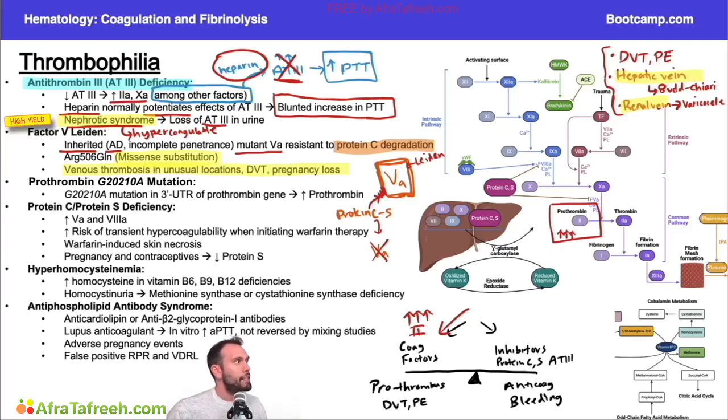Now, protein C and S deficiency is the next one on here. Remember, protein C and S, the big thing that protein C is going to do, it's going to complex with protein S. We're going to target factor 5A and factor 8A.